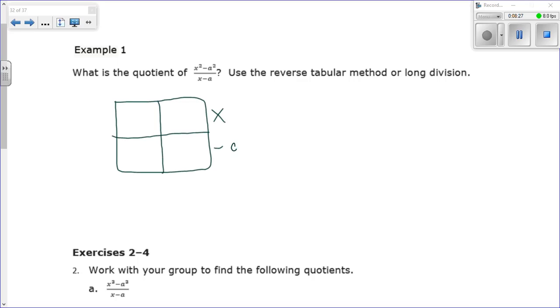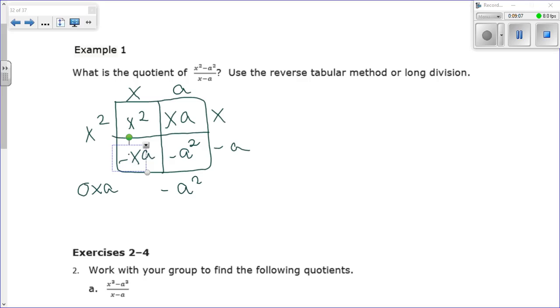This is x, this is minus a. This would be x squared. This would be 0 x a, or ax, and this would be negative a squared. So this has to be negative a squared, this has to be x squared. So what do I multiply x by to get x squared? It's x, so x times negative a is negative x a, and I need that to be 0, so that means this has to be positive x a, and I have to multiply x by a, so I just get x plus a for my answer.